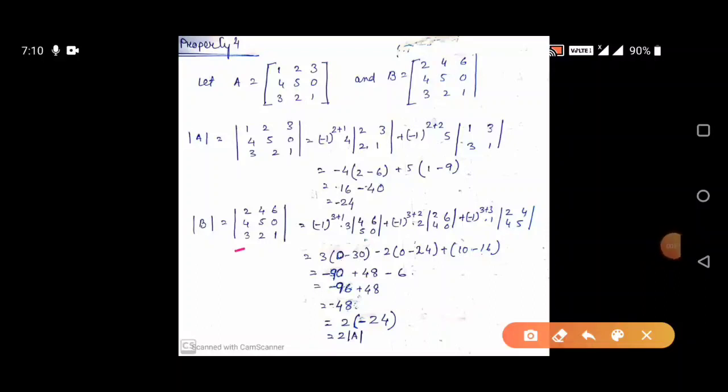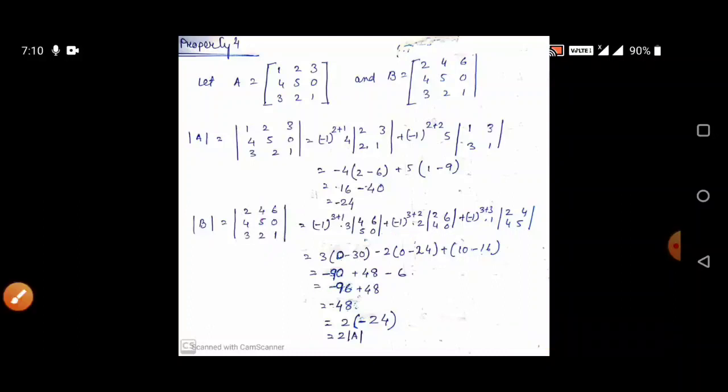So, for this, 3 is in the third row first column, so it will be minus 1 to the power 3 plus 1. Then leaving this column and this row, the remaining elements are 4, 6, 5, 0. Next, 2 is in the third row second column, so minus 1 to the power 3 plus 2, and here we have to give the positive sign. Then 2 into, leaving the third row second column, the remaining elements are 2, 4, 6, 0.